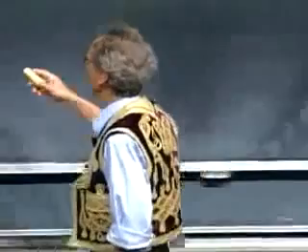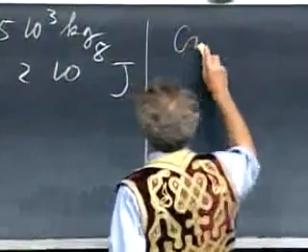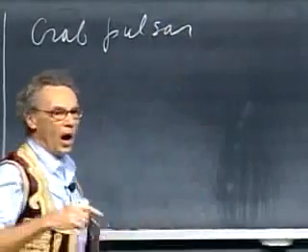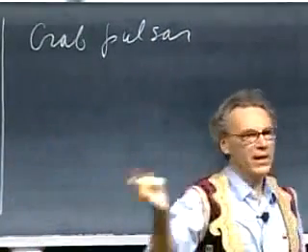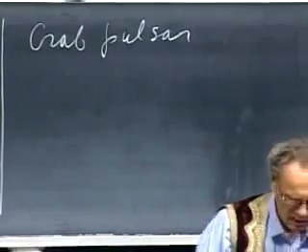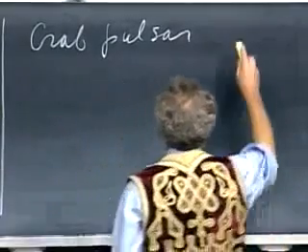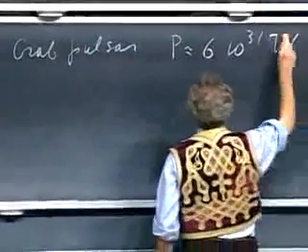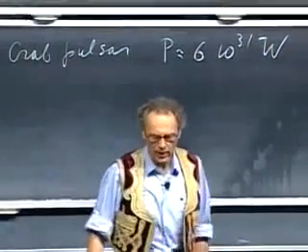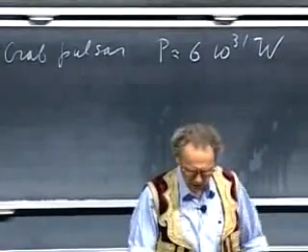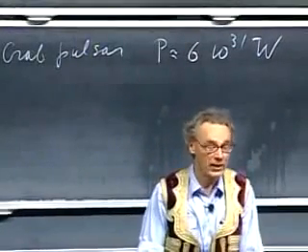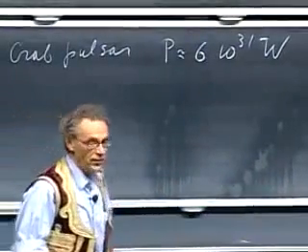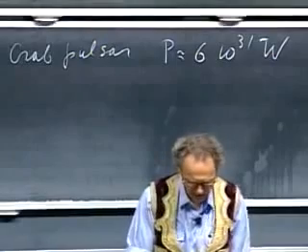If you take the Crab pulsar and you calculate how much energy comes out in X-rays and gamma rays and everything that you can observe in astronomy, then you find that it has a power, roughly, of about 6 times 10 to the 31 watts. It's a phenomenal amount if you compare that with the sun, by the way. The sun is only 4 times 10 to the 26 watts. So the Crab pulsar alone generates about 150,000 times more power than the sun.